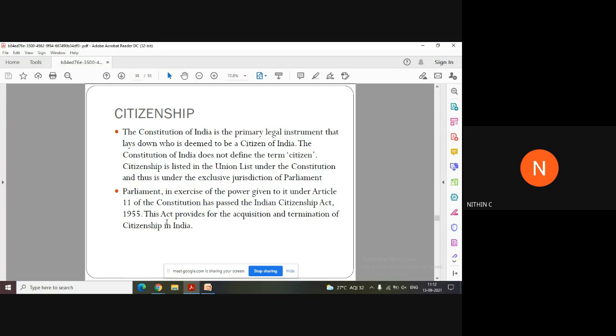Before that, let's go through the definition. The Constitution of India is a primary legal instrument that lays down who is deemed to be a citizen of India. The Constitution of India does not define the term citizen.